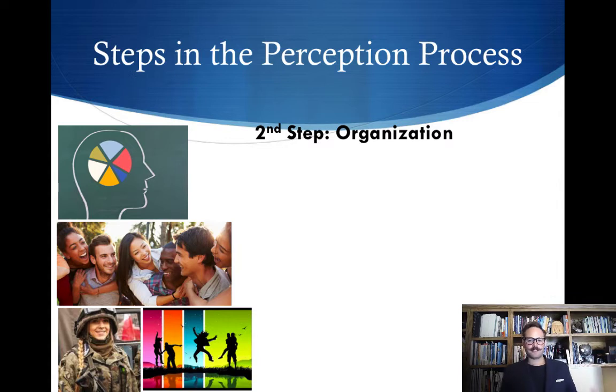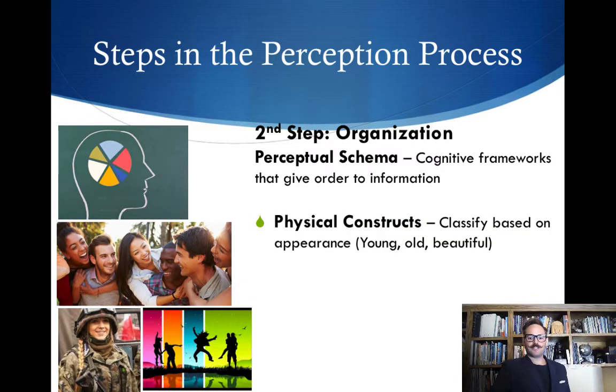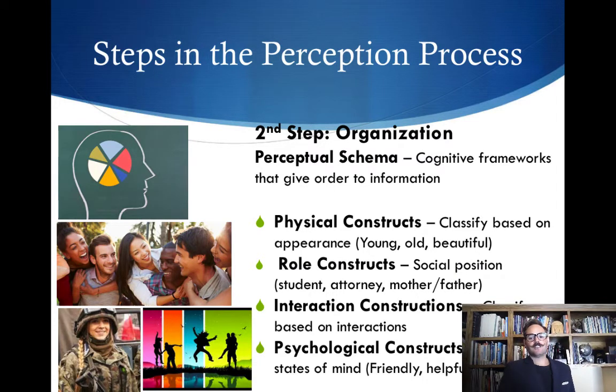So when we have selected stimuli or data to pay attention to, we then organize that information. We organize it based on perceptual schemas or cognitive frameworks that give order to information. The way I like to think about it is filing cabinets jammed in our brain, and so we sort all this information into these perceptual schemas. Some of the perceptual schemas that the book talks about include physical constructs, role constructs, interaction constructs, or psychological constructs.